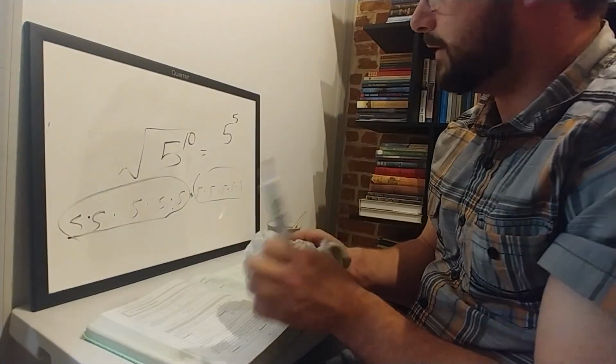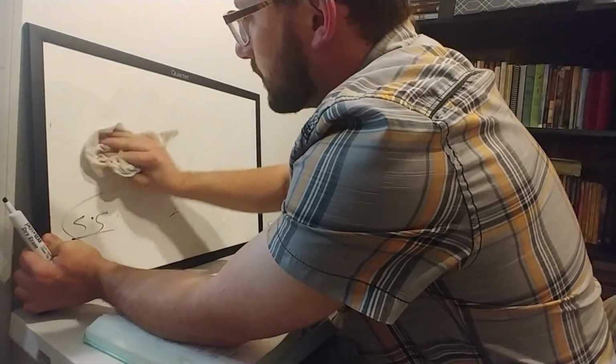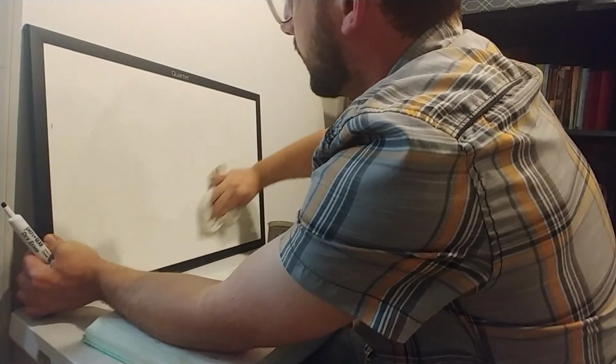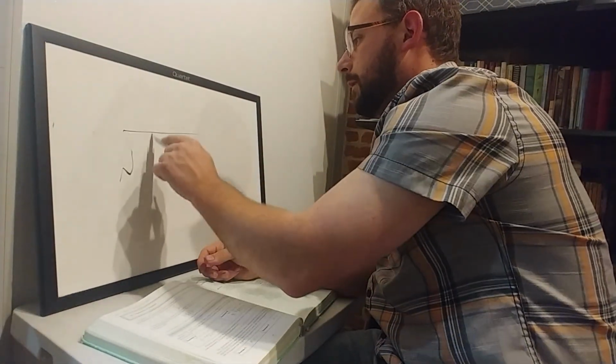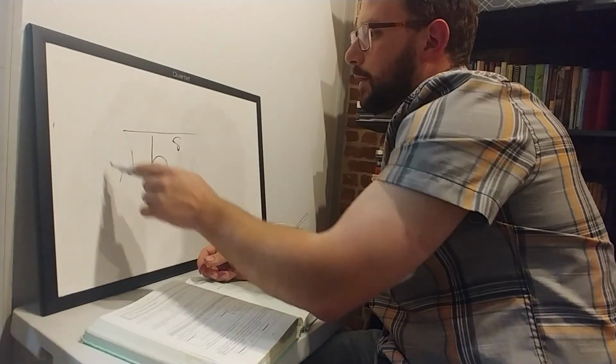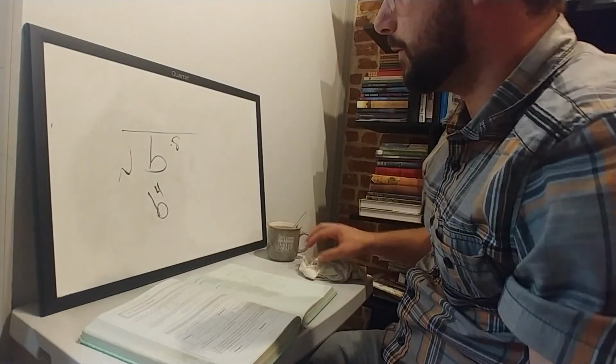Now, you don't necessarily need to know how that all works, but if it does make sense to you, that's great. If not, just remember that when you're trying to find the square root of a number with an exponent, you simply take b to the 8th. The square root of b to the 8th is b to the 4th. It's this number divided by 2.